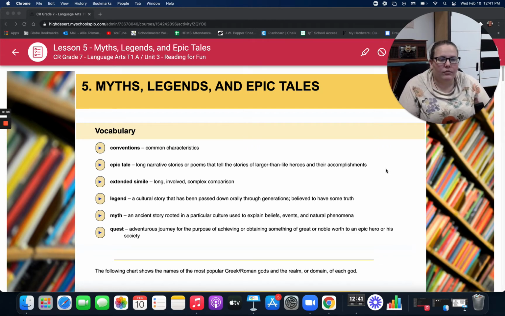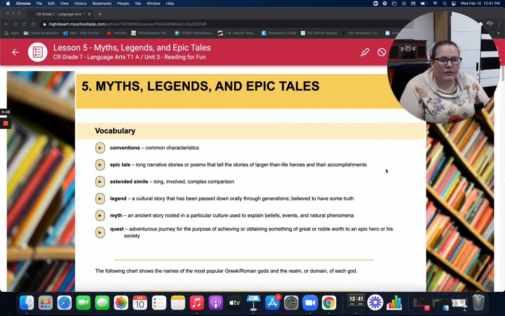We are in Unit 3, Reading for Fun, Lesson 5, Myths, Legends, and Epic Tales. We do have some vocabulary, and it's a good idea to take notes as we go, just so it helps solidify it in your own brain. Usually writing it down will help you remember it a little bit better.